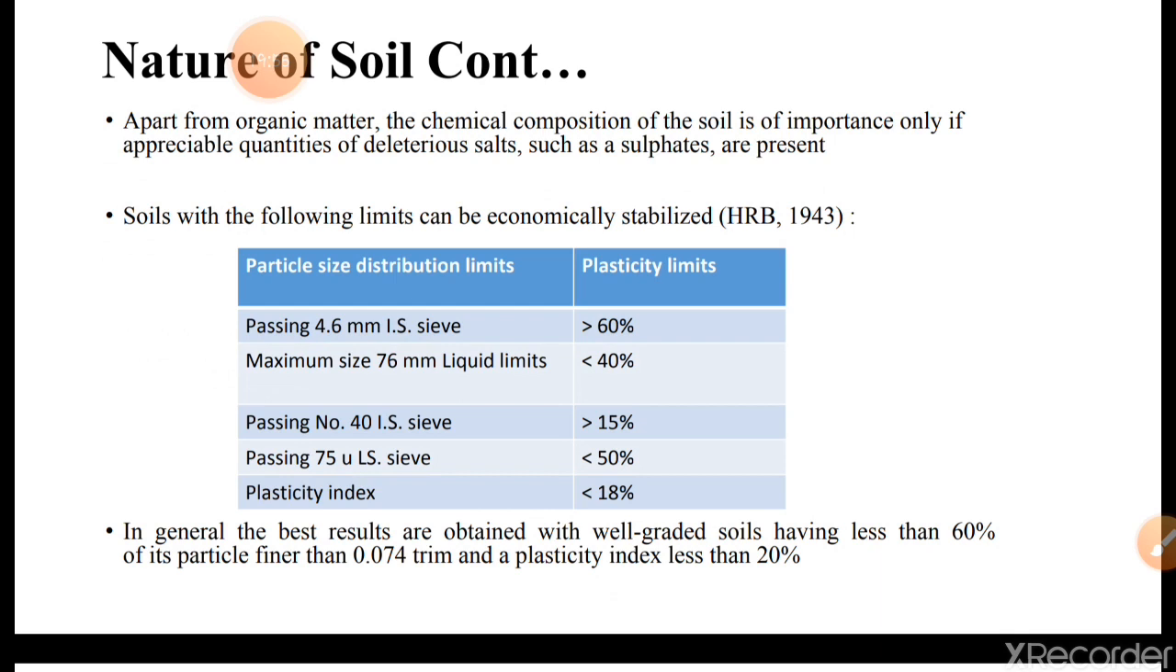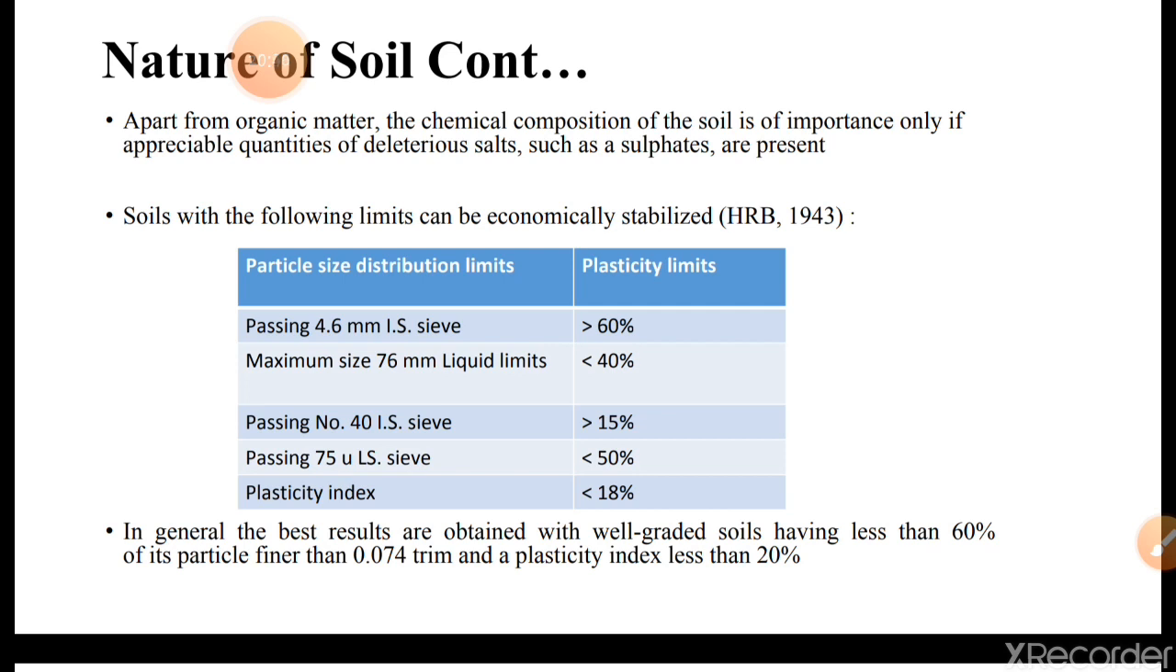And it says that if the soil is passing through 4.6 mm IS sieve, its plasticity should be greater than 60%. Passing 4.6 maximum size 76 mm, the plasticity limit should be less than 40%. Passing through number 40 IS sieve, the plasticity should be greater than 15%. Passing 75 microns IS sieve, the plasticity should be less than 50%, and plasticity index of the soil should be less than 18%.